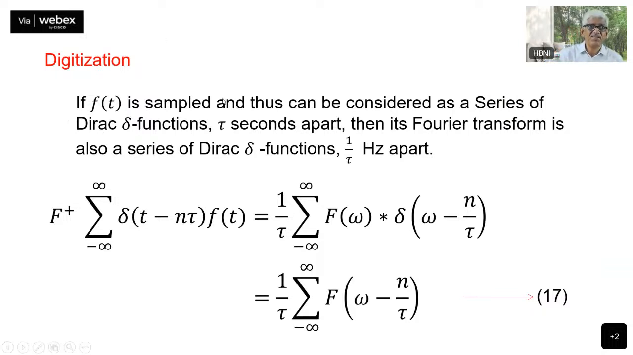Okay, the next important theorem is the so-called digitization. If f of t is sampled, it can be considered as a series of Dirac delta functions. You're collecting data points, right? The FID is collected as data points.